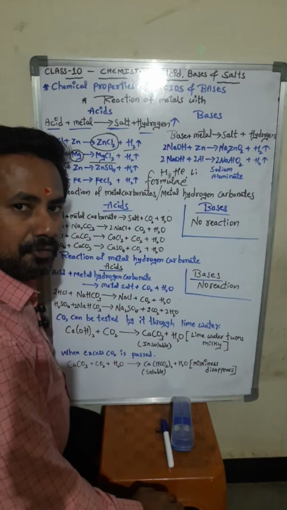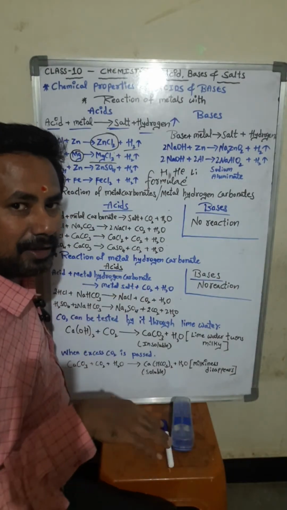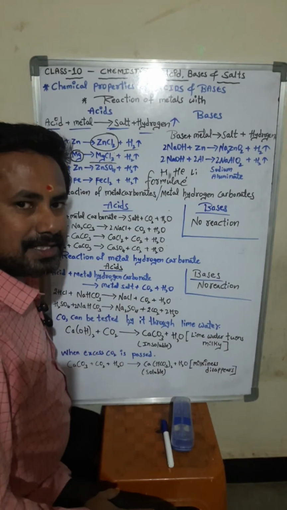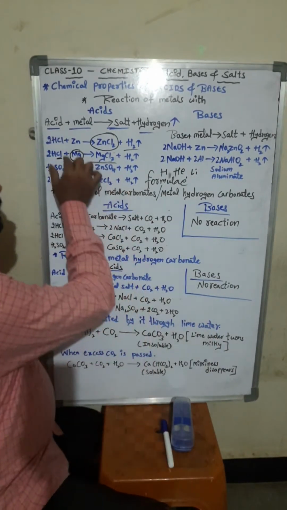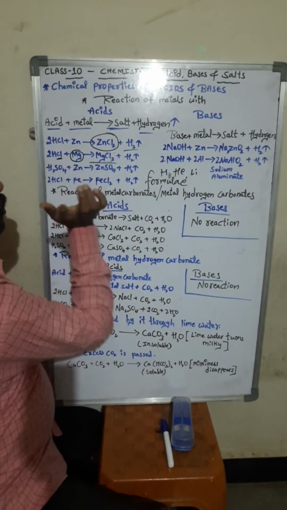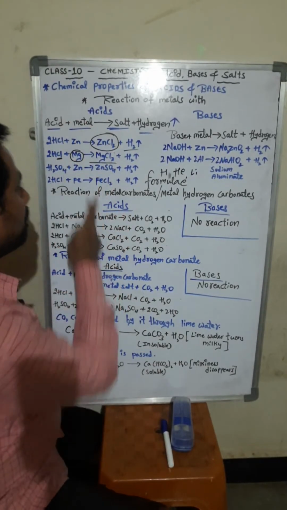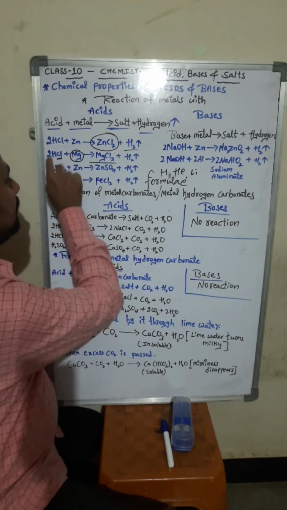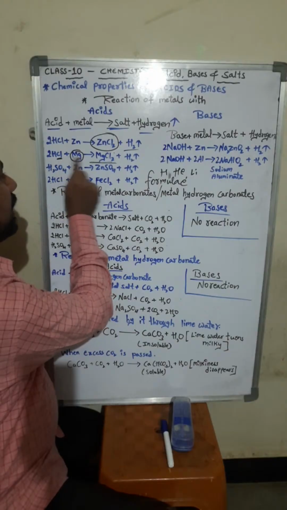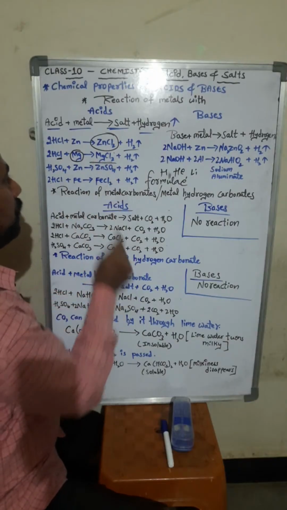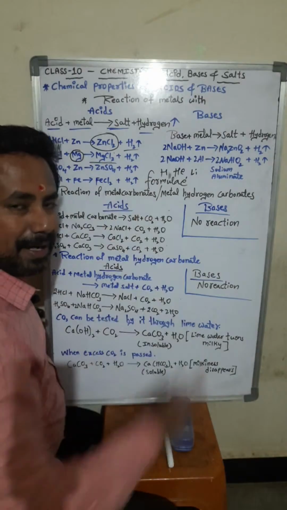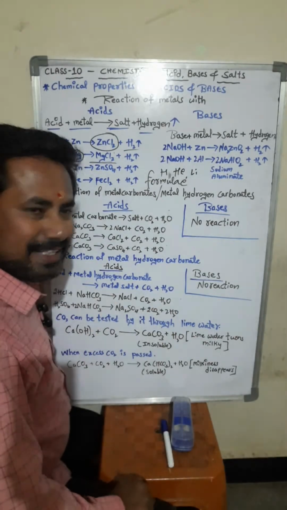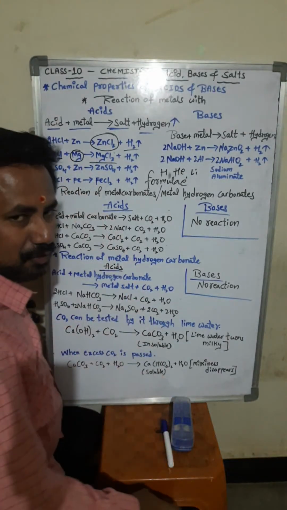So what is the formula of magnesium chloride? MgCl2. When does it form? When magnesium reacts with hydrochloric acid. The acid is HCl, the metal is magnesium. Chlorine from HCl reacts with magnesium, so MgCl2 will form and hydrogen will be liberated as gas. Understood? Easy? Fine. Let's take another one.